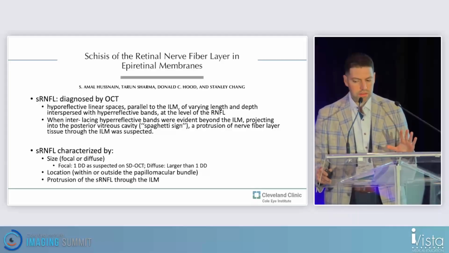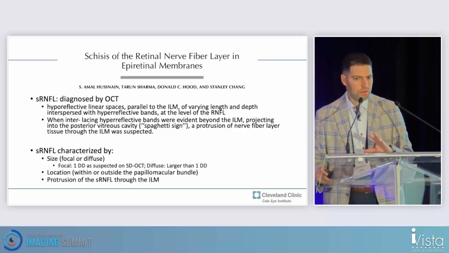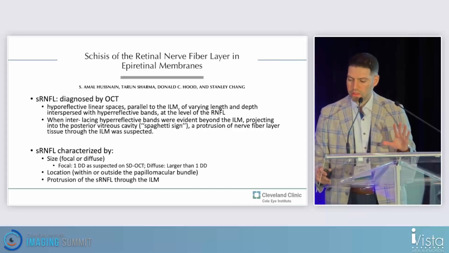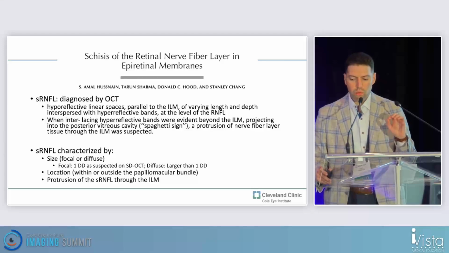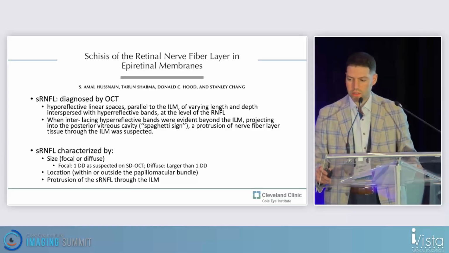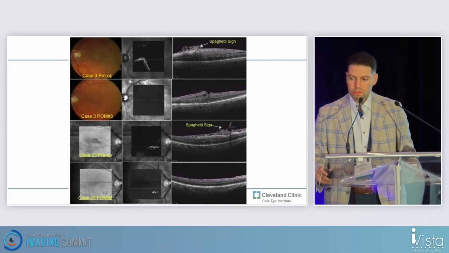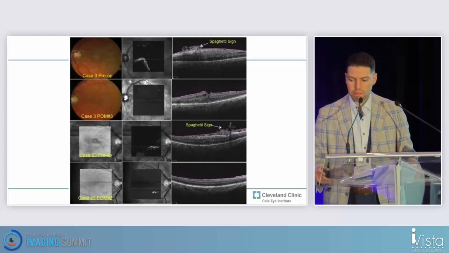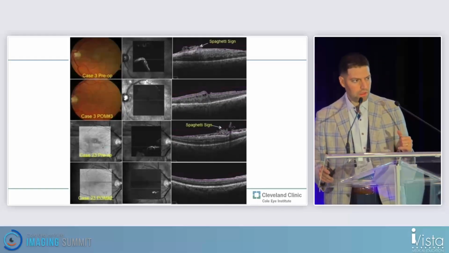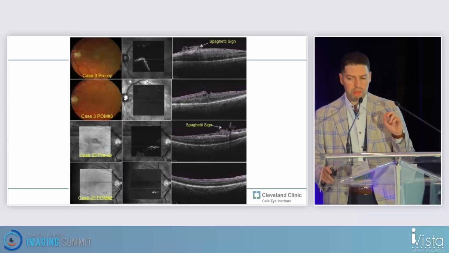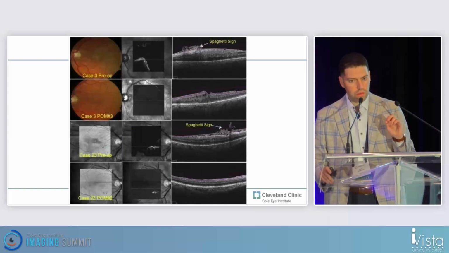They characterize schisis of the RNFL as either being focal or diffuse based on disc diameter, location with or without the papillomacular bundle, and whether the schisis of the RNFL protruded through the ILM or not, which they call the spaghetti sign. So these are some examples of schisis of the RNFL with and without the spaghetti sign. And the second and fourth rows are showing these patients post-operatively. What they show is that the schisis of the RNFL resolves, but they make careful attention to say that they did not peel those areas.